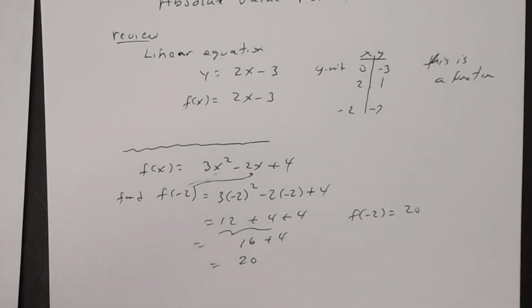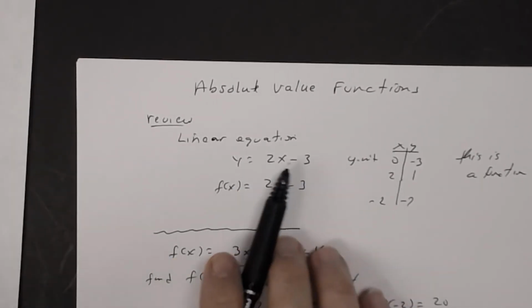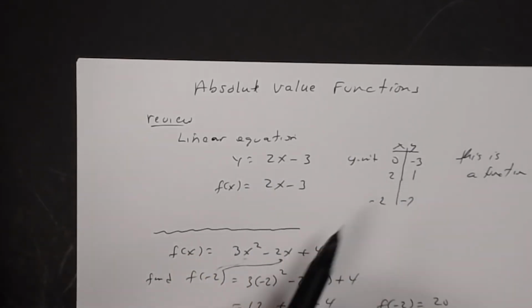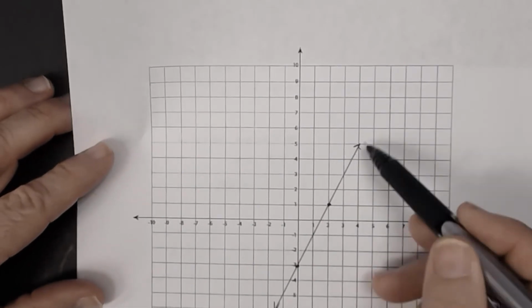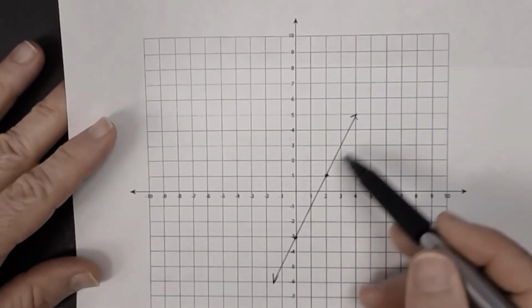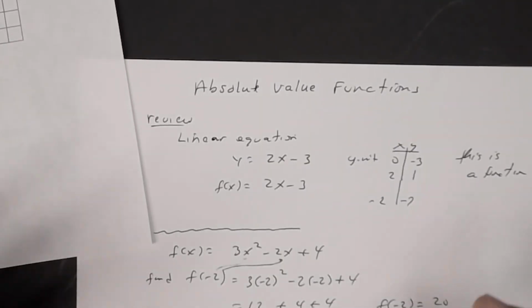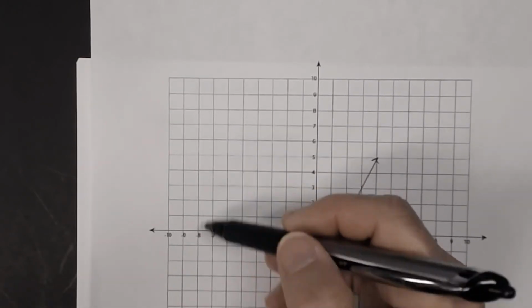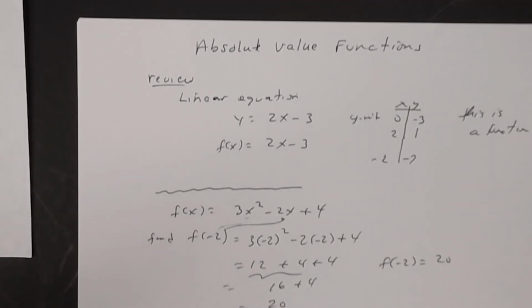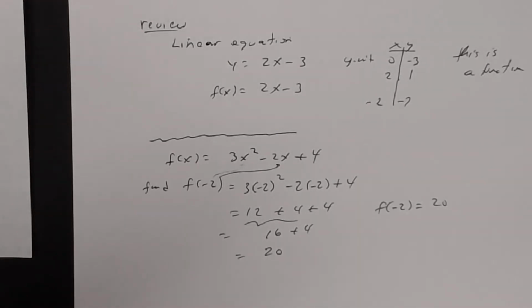Okay, so we know what a linear function looks like. A linear equation is a function that has the shape of a line, right? Now, let's be a little bit careful. Not all linear equations are functions. Remember, a vertical line is not a function. Remember that? So a vertical line is not a function.